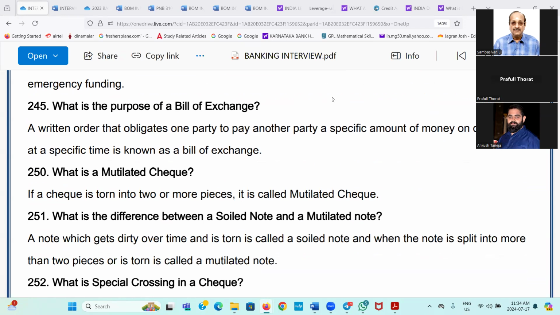250. What is mutilated check? If a check is torn into two or more pieces, it is called as mutilated check.